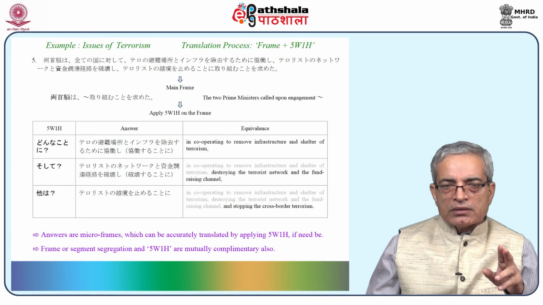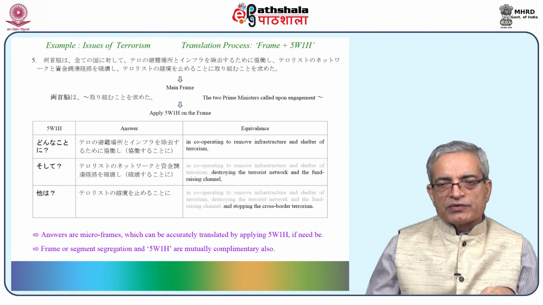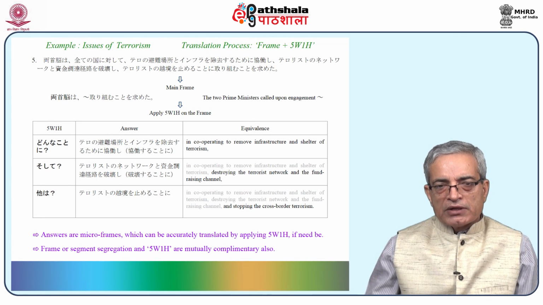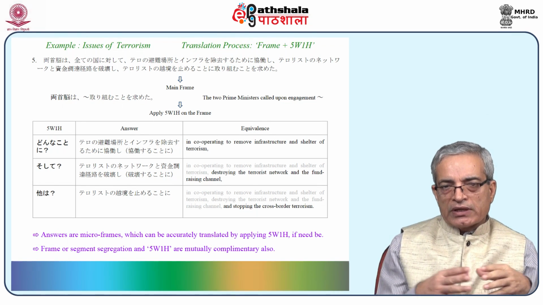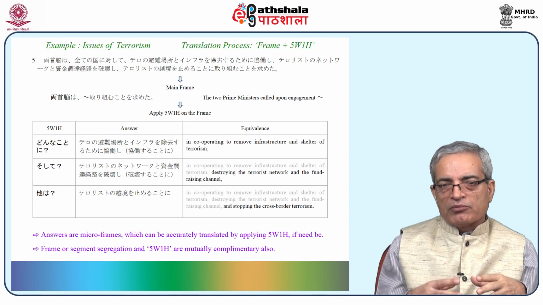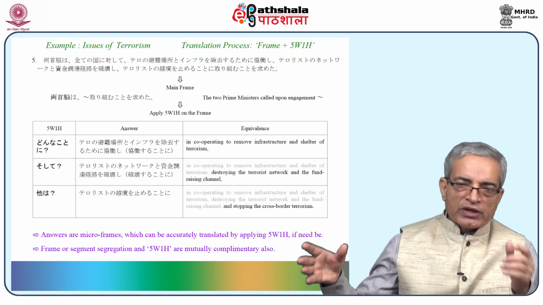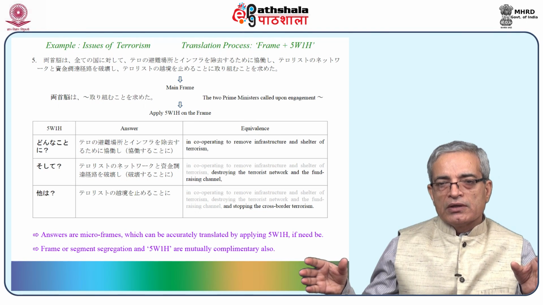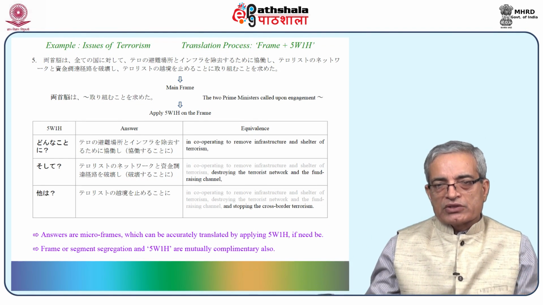So answers are microframes, which can be accurately translated by applying 5W1H further, if the need be. Frame or segment segregation and 5W1H are mutually complementary. That means when the frame or segment segregation is done, then 5W1H is asked. You can use 5W1H to segregate the segment of the frame, and vice versa, that this process helps you in the 5W1H also.